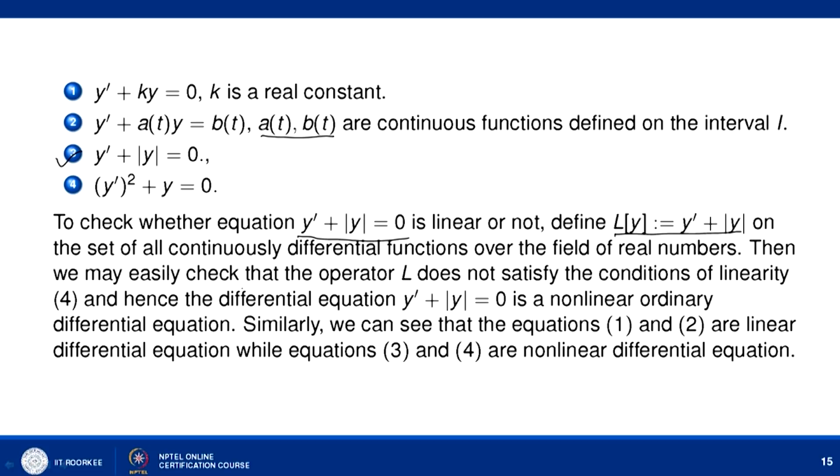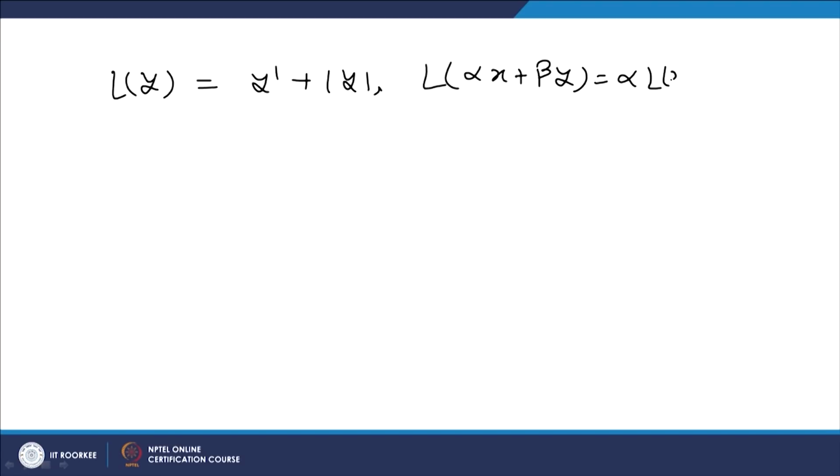Then we may easily check that the operator L does not satisfy the condition of linearity. And how can we check? Let us look here. Here we have L of y defined as y dash plus mod of y. The condition which we want to check is that L of alpha x plus beta y is equal to alpha Lx plus beta L of y.